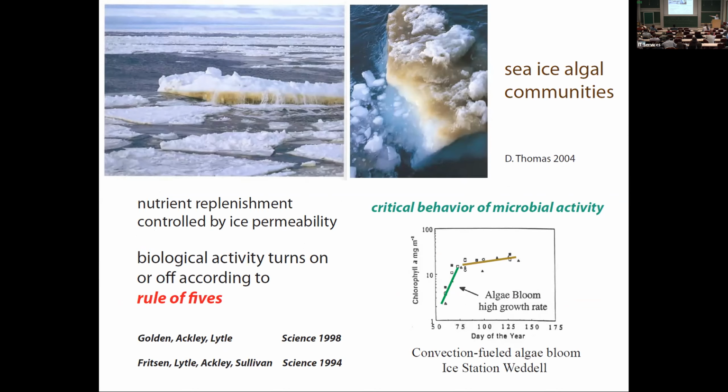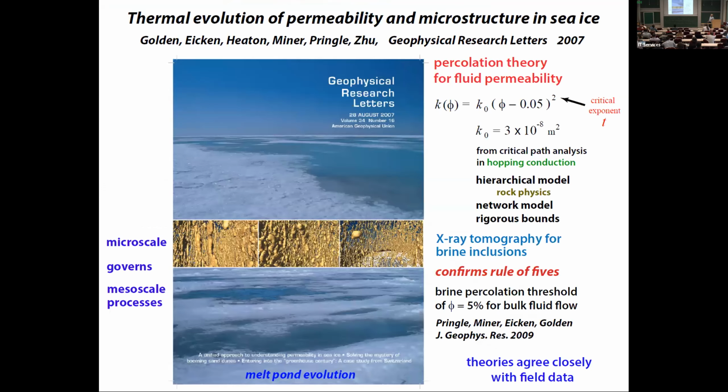Here's an algae bloom, and that cutoff, essentially, that's the percolation threshold when these algae that were growing through a convection-fueled algae bloom were cut off effectively from their nutrients. They're now in impermeable ice. Applying percolation theory to then actually predict the homogenized transport coefficient, namely the fluid permeability. So this goes back quite a ways. And so there's the 5%.